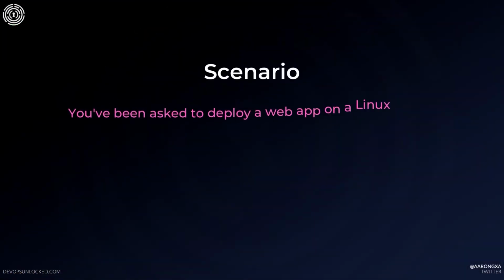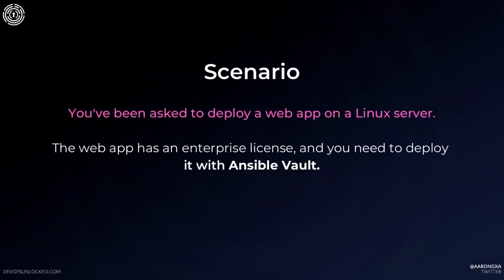Okay, let's work through this scenario, which is you've been asked to deploy a web app on a Linux server. The web app has an enterprise license and you need to deploy it with Ansible Vault. For demo purposes, we're actually going to present the keys in an HTML page. In a real world setting, this would probably be listed in a configuration file. However, just to demonstrate the end result, I'll put it on a website, but that necessarily won't be the case in real world settings.